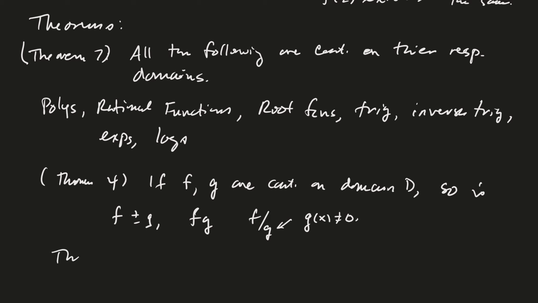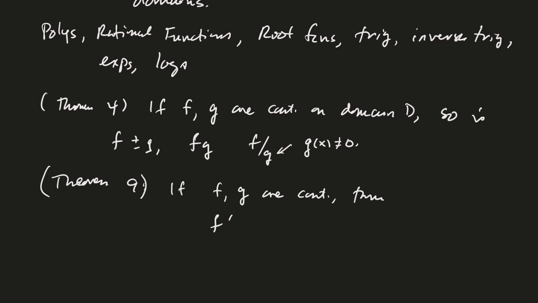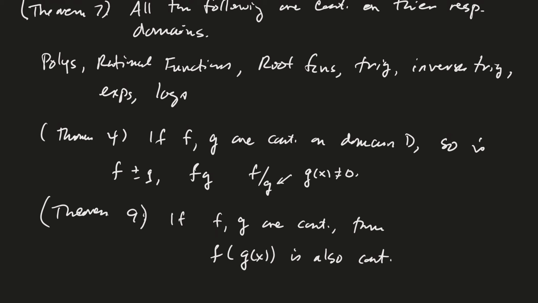And finally, theorem 9 says that if f and g are continuous on their respective domains, then you have to be a little bit more careful on this one. We'll see an example of that. F composed with g of x, the composition of continuous functions, is also continuous. So that one's a little bit more tricky. We're going to go through and use these theorems now in order to prove that different things are continuous. All right, see you there.